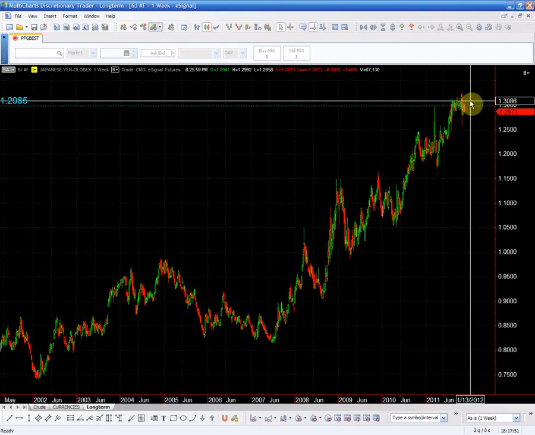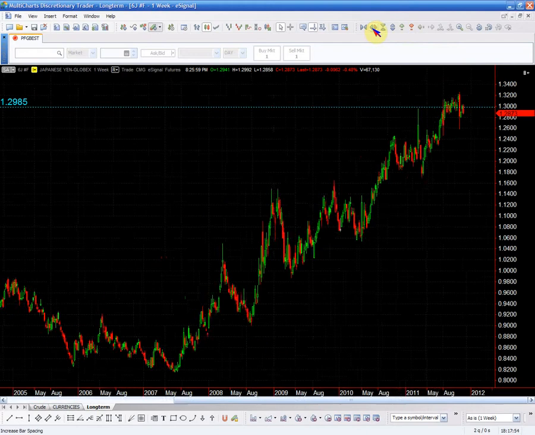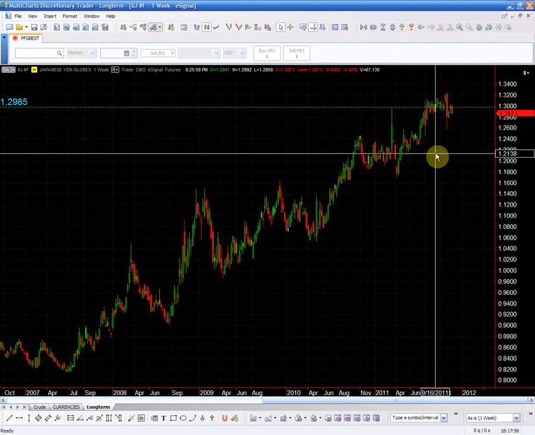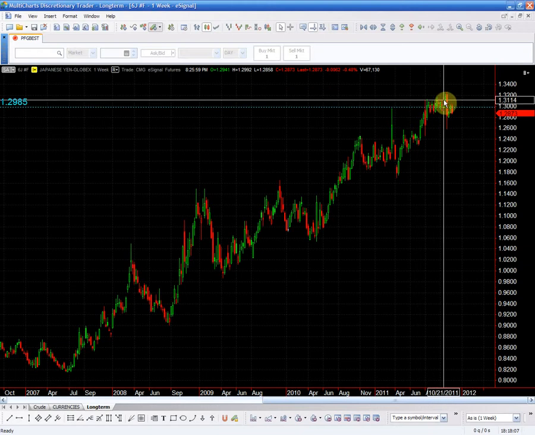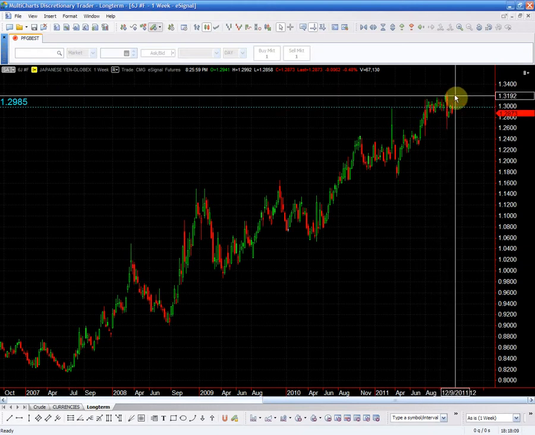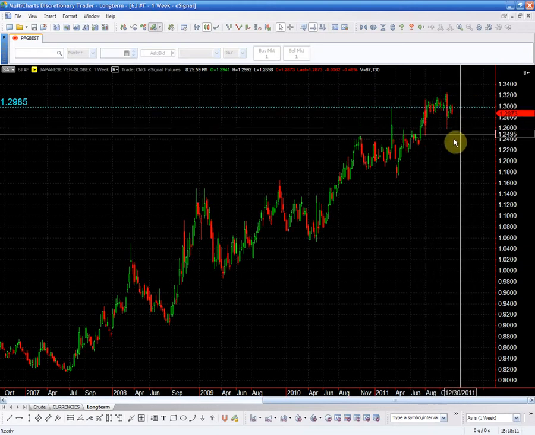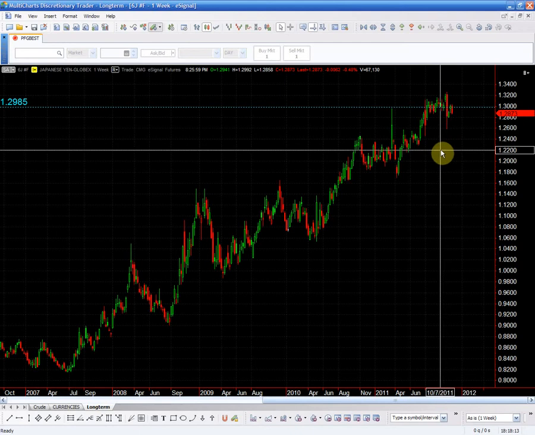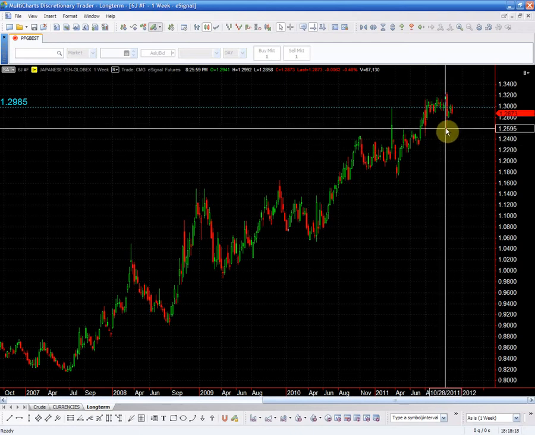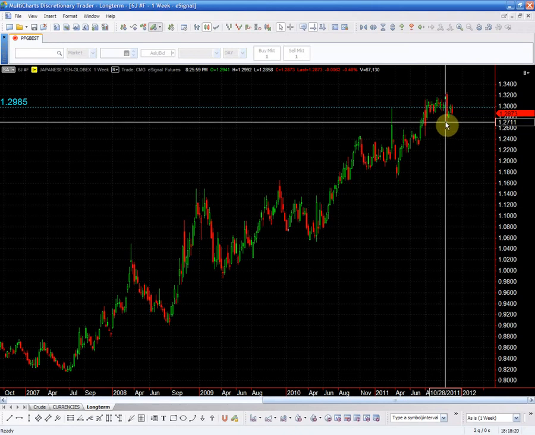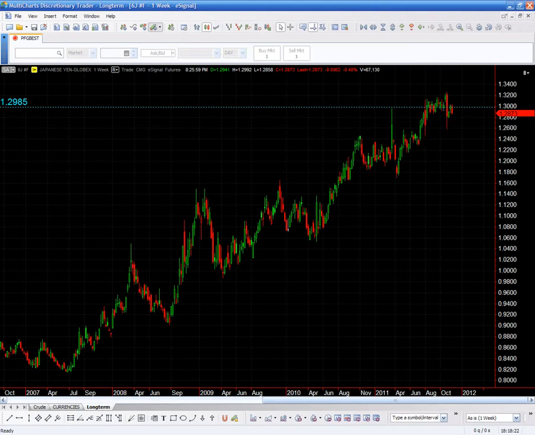And this setup that you see here, we can call it maybe the beginning of a turtle soup or something like that, but you can see the failure or the difficulty that the Japanese yen had in trying to stay above the 129, and now it resolved itself, closing the week at 128.73, and therefore we should be looking at another push towards the 125.49.